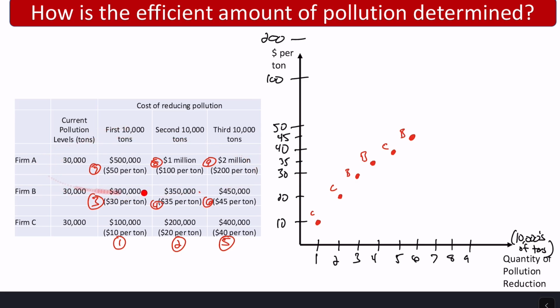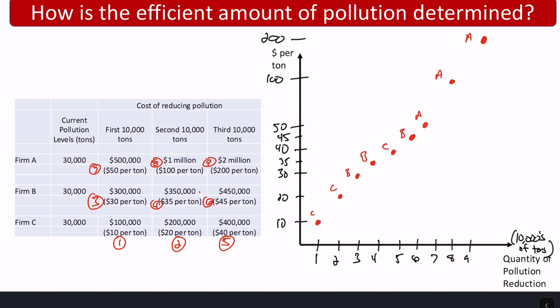This is a really costly firm. So you think American Airlines, where it's really, really costly to reduce pollution. And so we'll have $50, $100, $200, for firm A for those next ones. So we got $50, $100 at 8, and $200 way up here for firm A. Great. So the idea here is these will be our marginal costs as we go in that order.